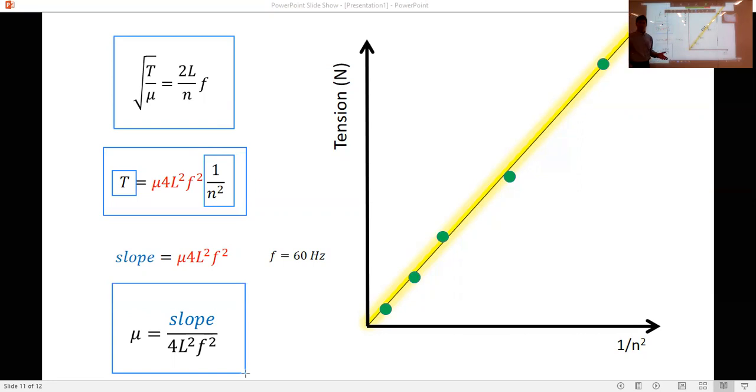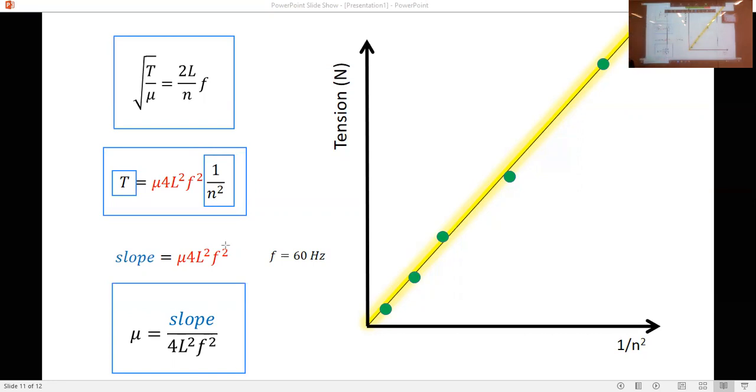And you're going to do a percent difference between the value that you get and 3 times 10 to the minus 4 kilograms per meter, because that's what I got by putting the string on a scale. Okay? So that is our first part of the experiment. Or at least this is the theoretical part of the first part of the experiment.